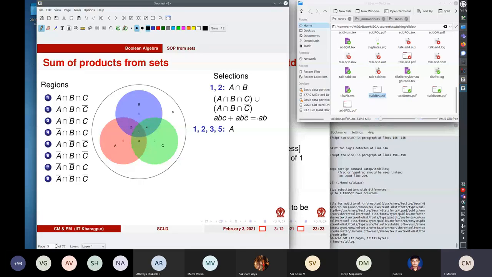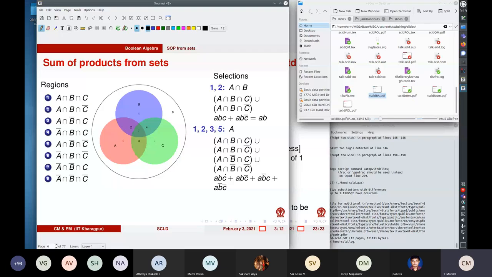If you consider regions 1, 2, 3 and 5, that is just A. So this also can be expressed in this form. All right, this is how you can express various regions in terms of these sets.